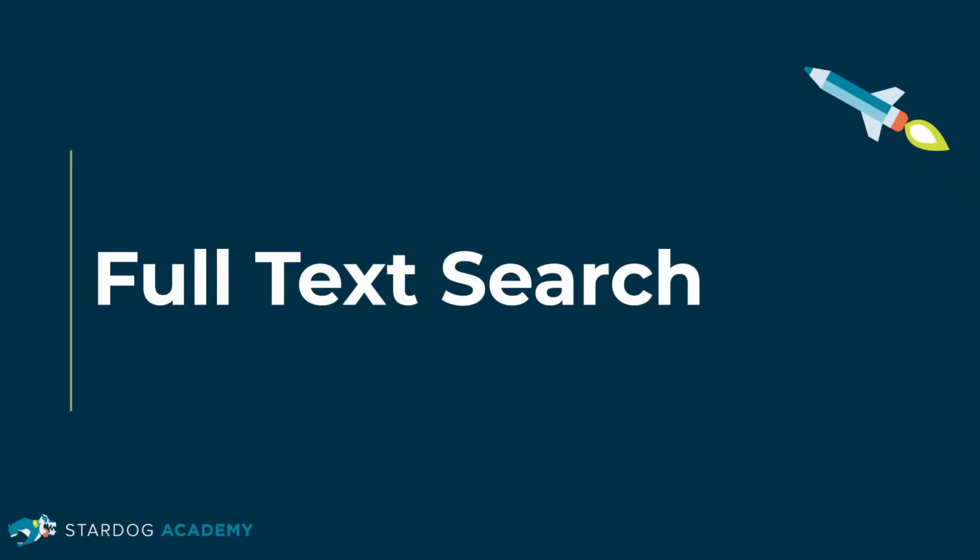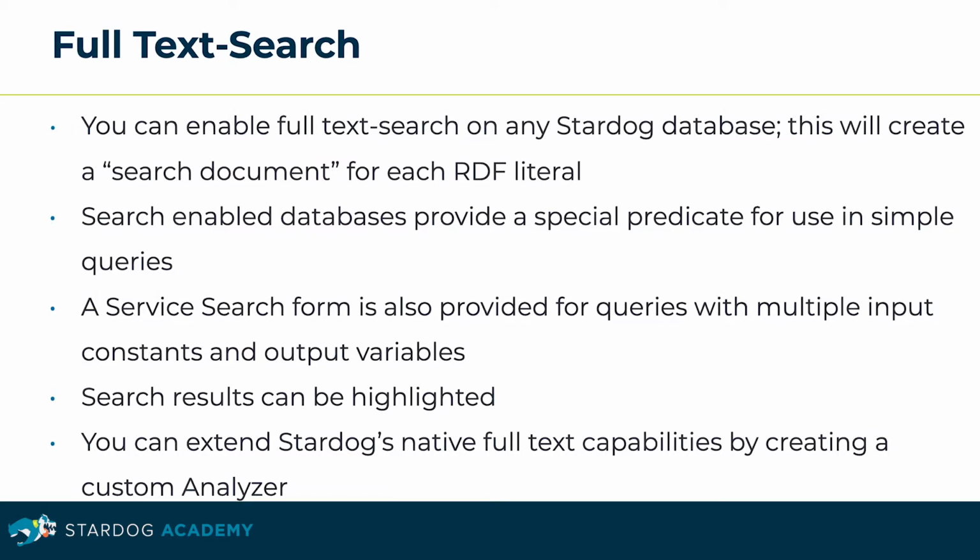This section is on full text search. You can enable full text search on any Stardog database. This will create a search document for each RDF literal. Search-enabled databases provide a special predicate for use in simple queries. A service search form is also provided for queries with multiple input constants and output variables. Search results can be highlighted.